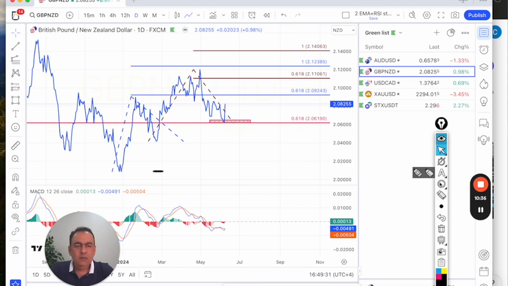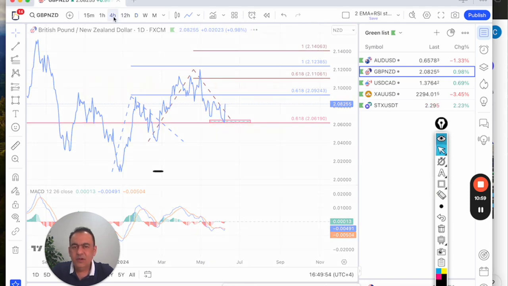So now the first resistance in sight is at the 61.8 Fib extension, that is 2.09, followed by 2.11, and the ultimate resistance will come into play at 2.12. So these are your upcoming target levels: 2.09, 2.11, 2.12, and 2.14. Let's move to the 4-hourly chart.